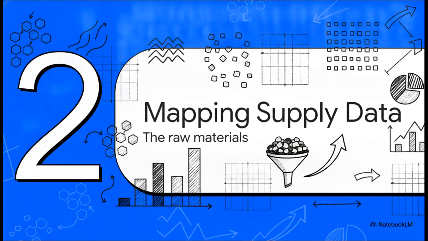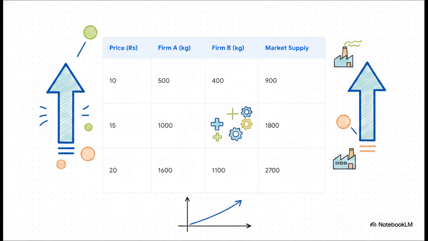Section 2. Mapping individual supply data. Let's move to and see how this builds using our raw materials. To really anchor these abstract concepts, let's look at a concrete schedule. Imagine a simplified market with just two producers, Firm A and Firm B. Take a look at that first row, where the price is set at 10 rupees. At this specific price, Firm A is willing to supply 500 kilograms. Now, Firm B, maybe they're operating with slightly different tech or higher costs. They're only willing to supply 400 kilograms. The market supply is just the sum of those two, 900 kilograms.